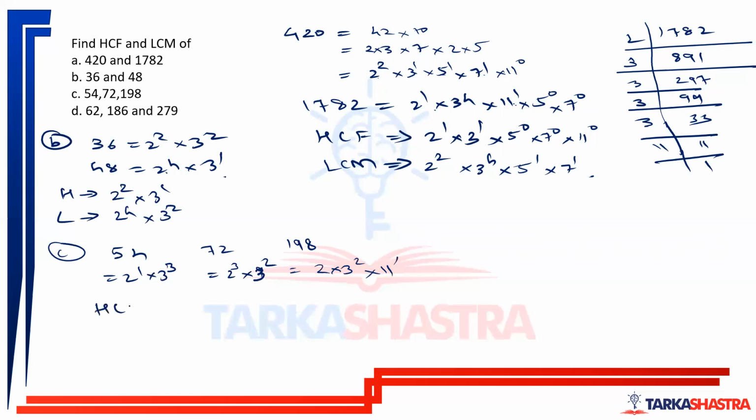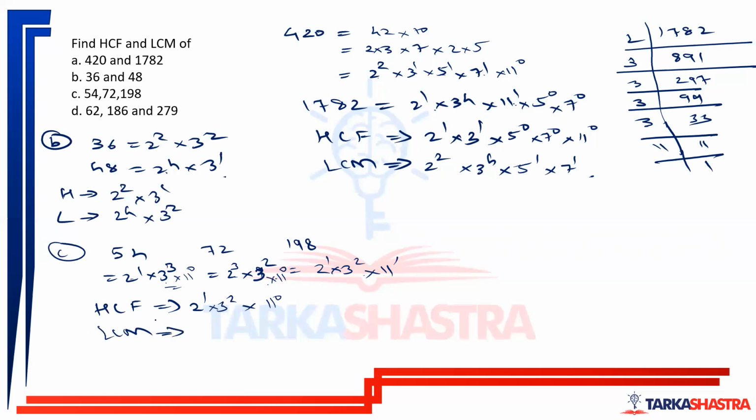What will be the HCF? And prime factorization, I'm hoping you will be able to find that. HCF: 2 raised to 1, 2 cube and 2 raised to 1. The smaller power is 2 raised to 1. 3 raised to 3, 3 raised to 2, 3 raised to 2. The smaller power is 3 raised to 2. 11 raised to 1, 11 raised to 0, 11 raised to 0. The smaller power is 11 raised to 0.